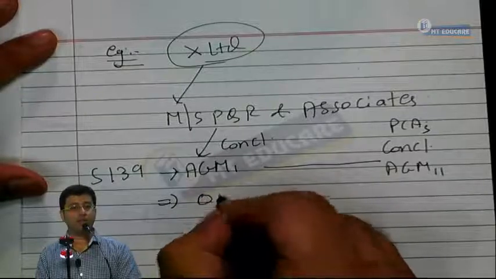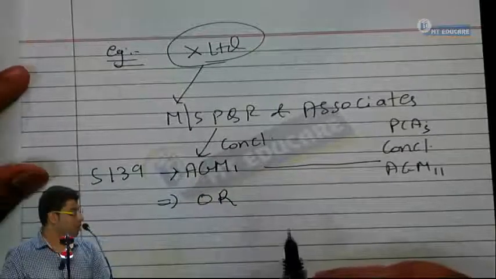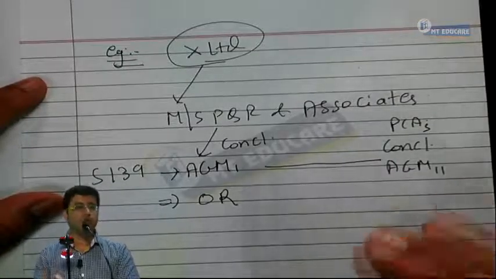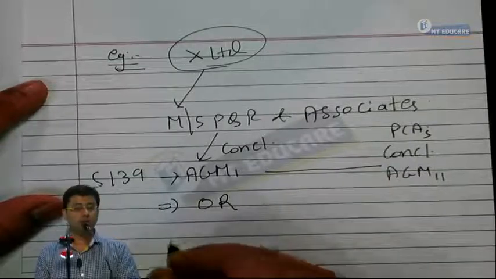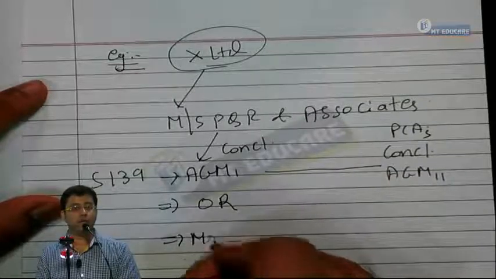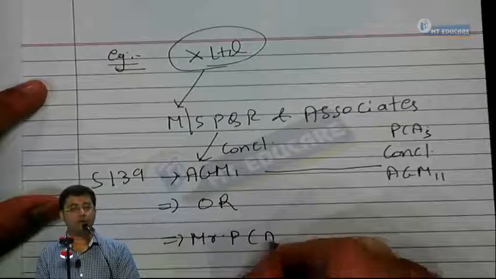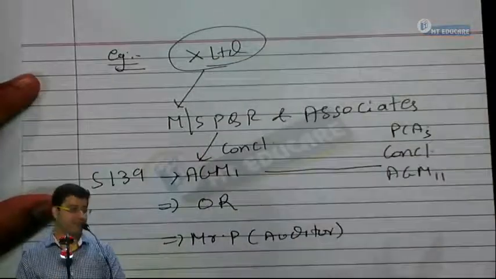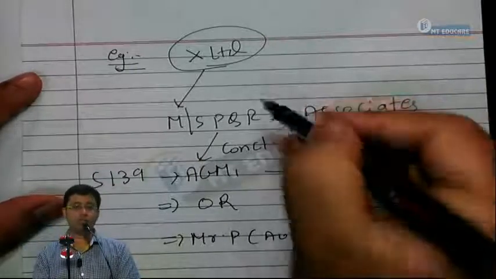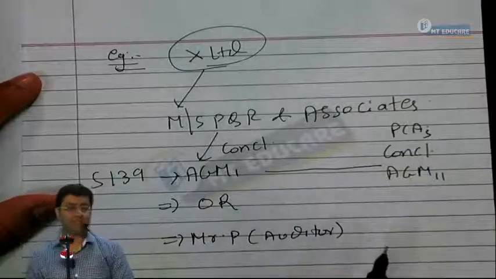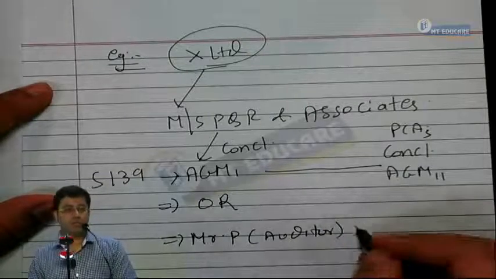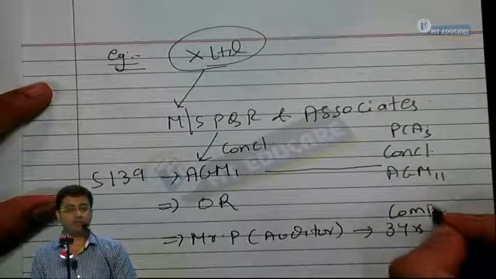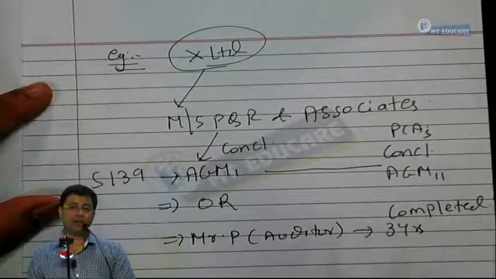Section number 139 also says that a shareholder has to pass ordinary resolution to appoint the firm. It so happened that Mr. P was appointed as an auditor. Though the firm is appointed as an auditor, but all the three partners don't come and do audit of X. Only one partner will do. So Mr. P was doing audit of X. Mr. P, after he completed three years, shareholders did not like his service.